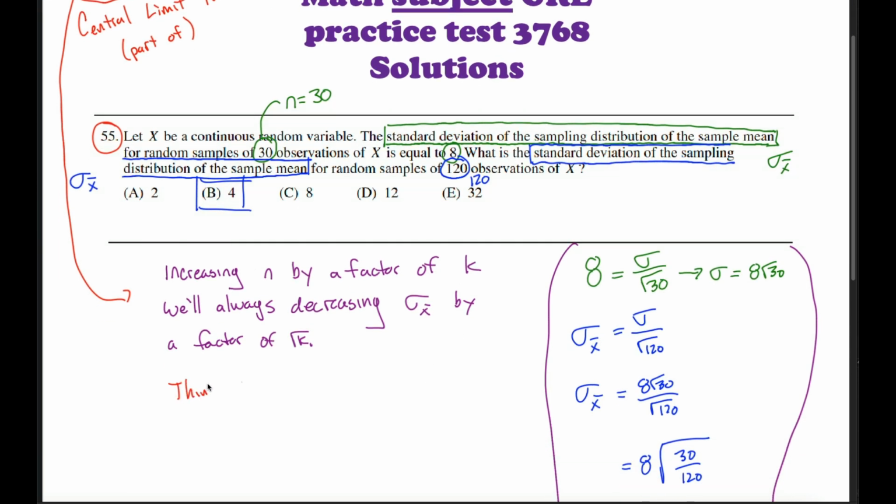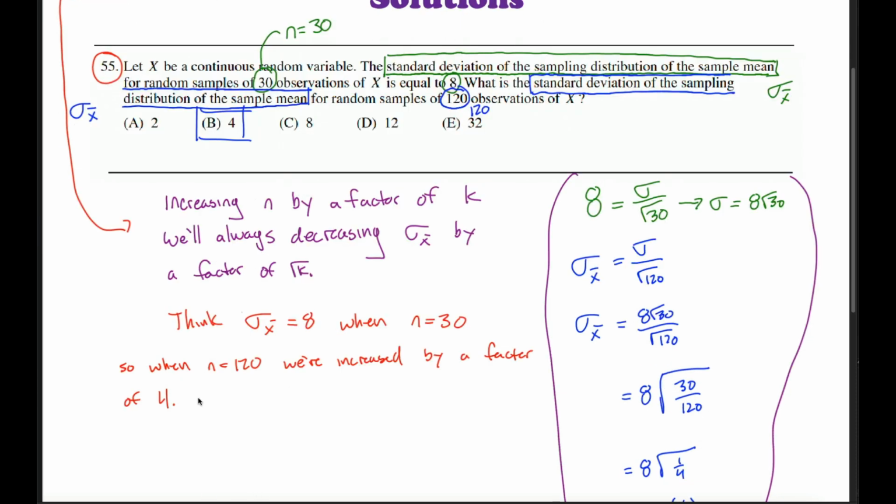So if it's really important to you to finish this problem in like 20 seconds, you could think that sigma sub x bar is equal to 8 when n is equal to 30. So when n is equal to 120, we've increased the sample size by a factor of 4. What that means is that the standard error, sigma sub x bar, will be decreased by a factor of the square root of 4, aka 2. So it'll go from 8 to 4. I feel like I'm just wasting time at this point, so I'm gonna stop this video.